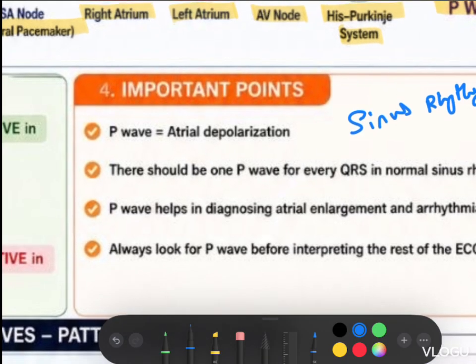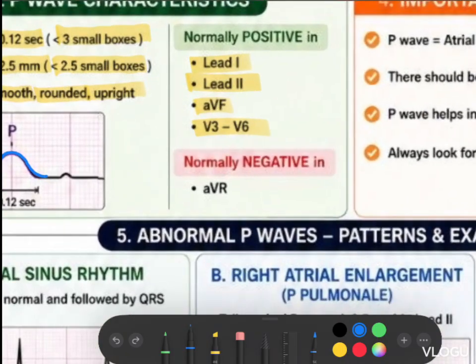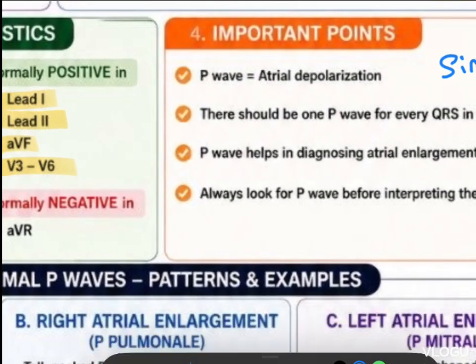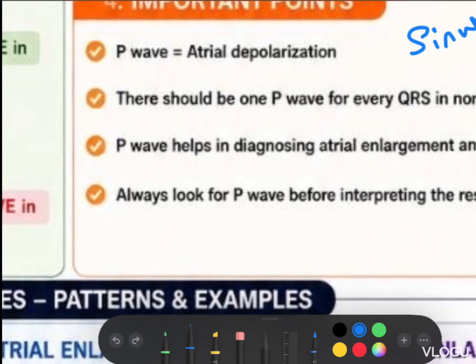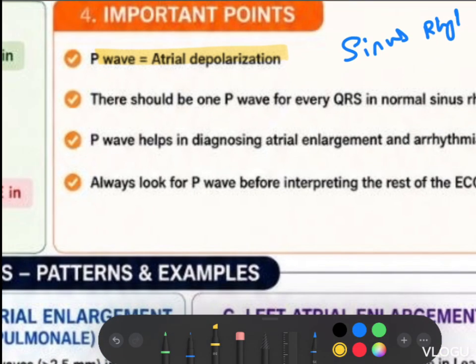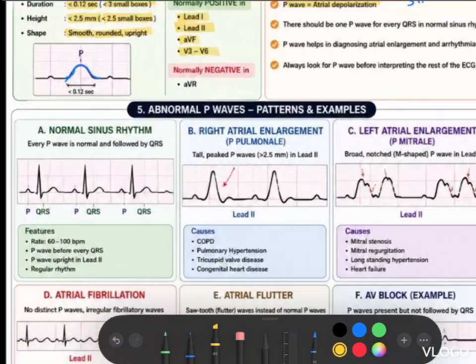So next you can see here why it's important: because the P wave denotes atrial depolarization, and there should be a P wave for every QRS in normal sinus rhythm. The P wave helps in the diagnosis of atrial enlargement and arrhythmias, and always look for the P wave before interpreting the rest of the ECG.